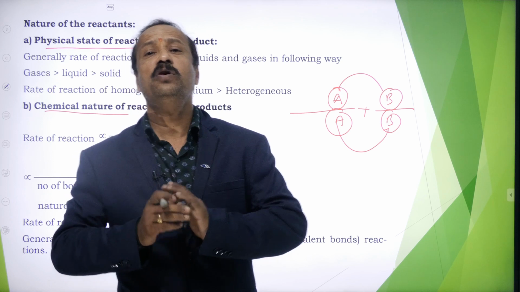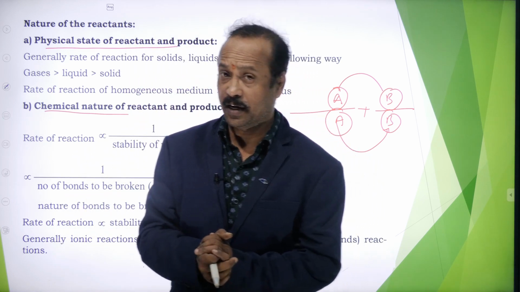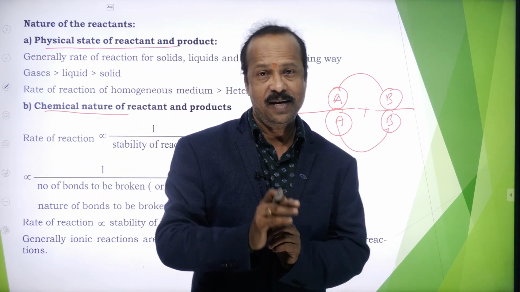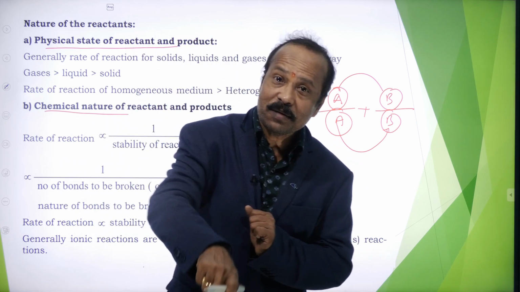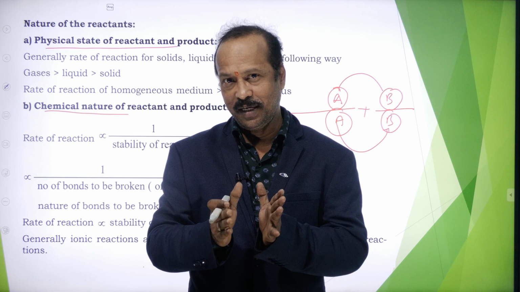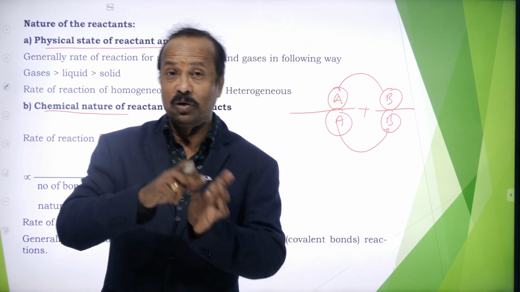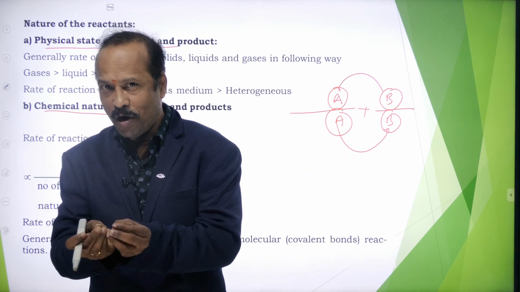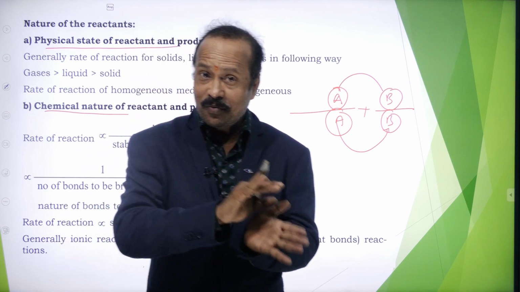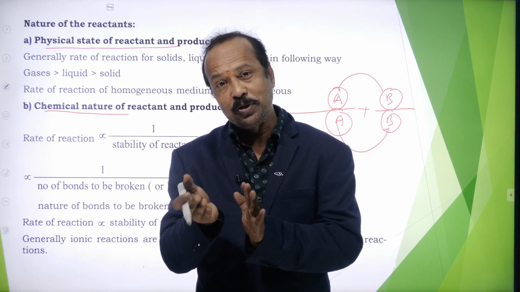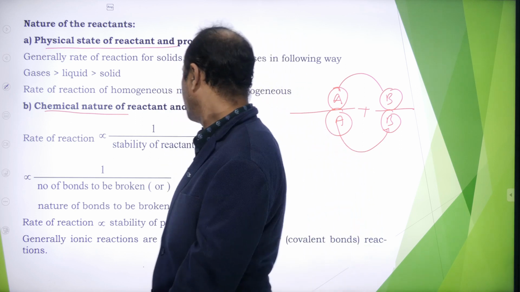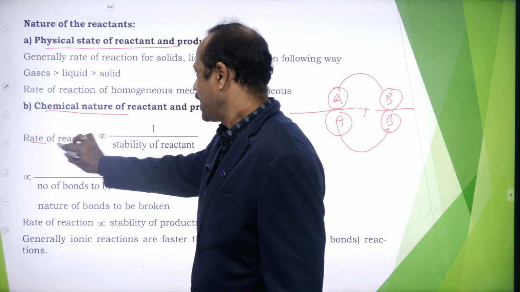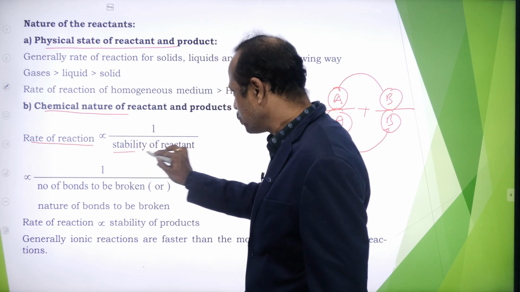So if the molecules are stable, the rate of reaction is less. The meaning is what? Rate of reaction is inversely proportional to the stability. And you know that stability also depends on the number of bonds, right? So rate of reaction is inversely proportional to the number of bonds also. Is this clear, students?